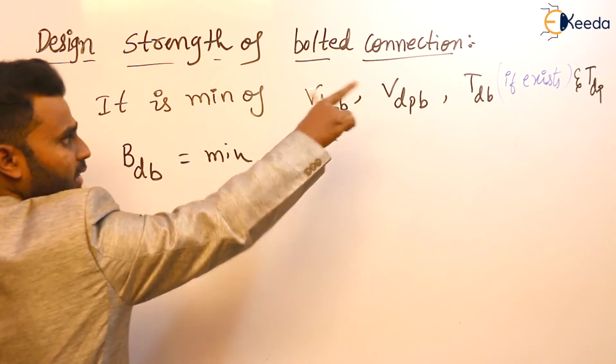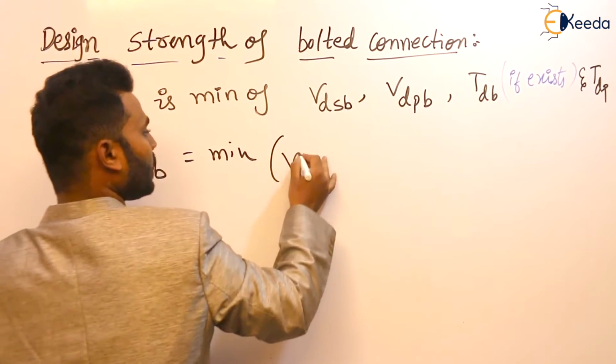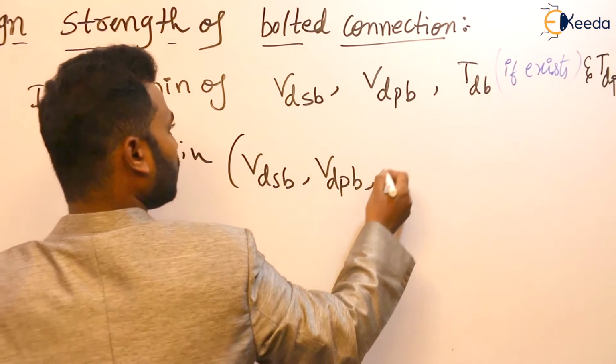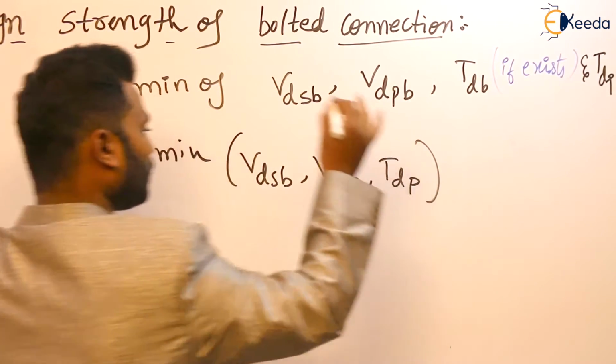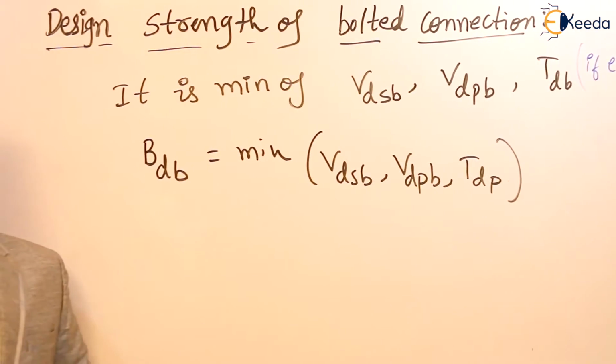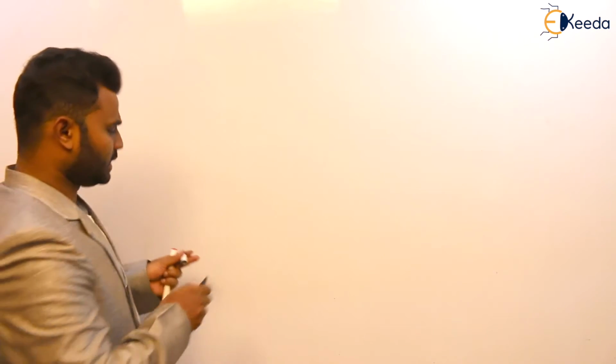So I ignore that. Ignore this. Why? Because this exists only in some cases. So simply the minimum of the rest. The design strength of bolted connection is the minimum of all. Okay, so next.